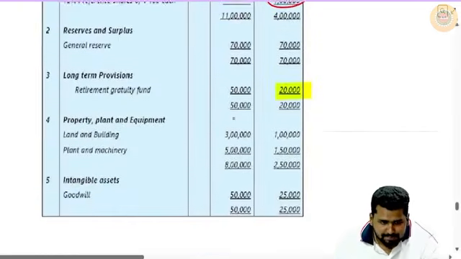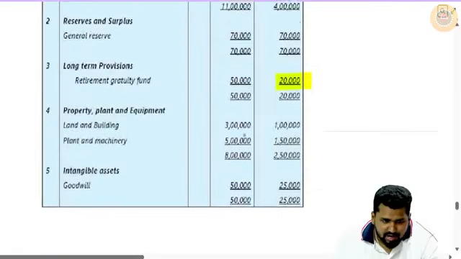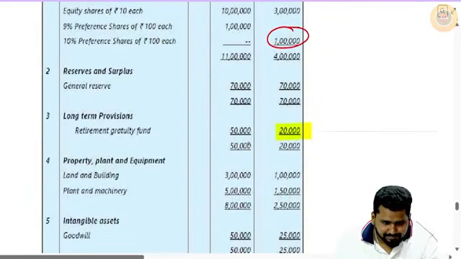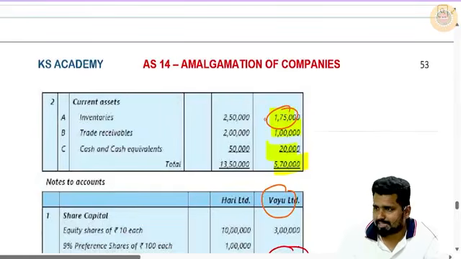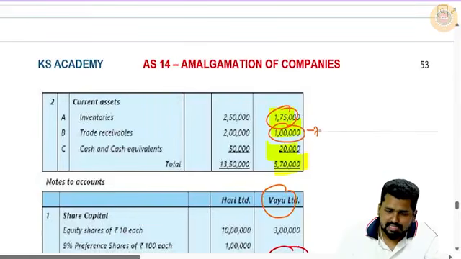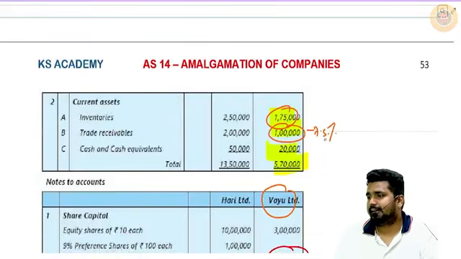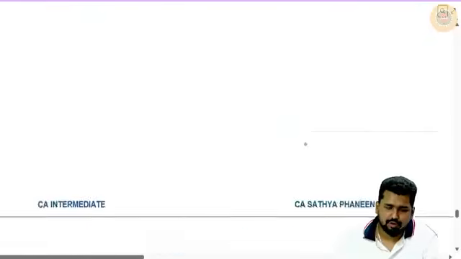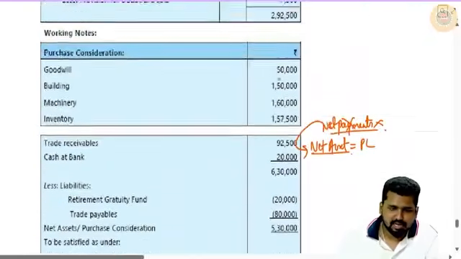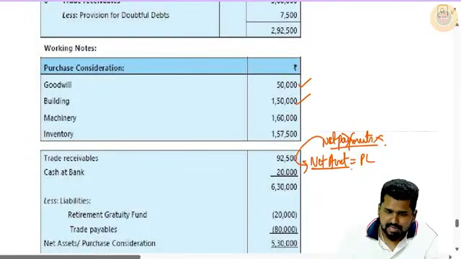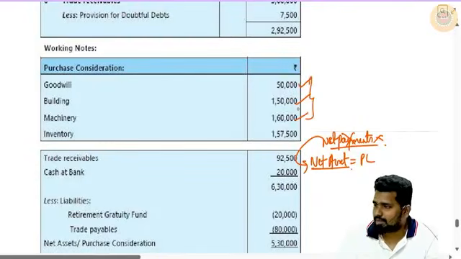We have to check Vayu Limited's inventory. Where is inventory? 75. That we are going to take 10% less. Here also we are going to create 7.5% PDD. So accordingly we are going to take. If you go back and see, the PC calculation will have marks. Take all the goodwill, building, machinery at the values given in the question. Clear? That is how net assets will be there.